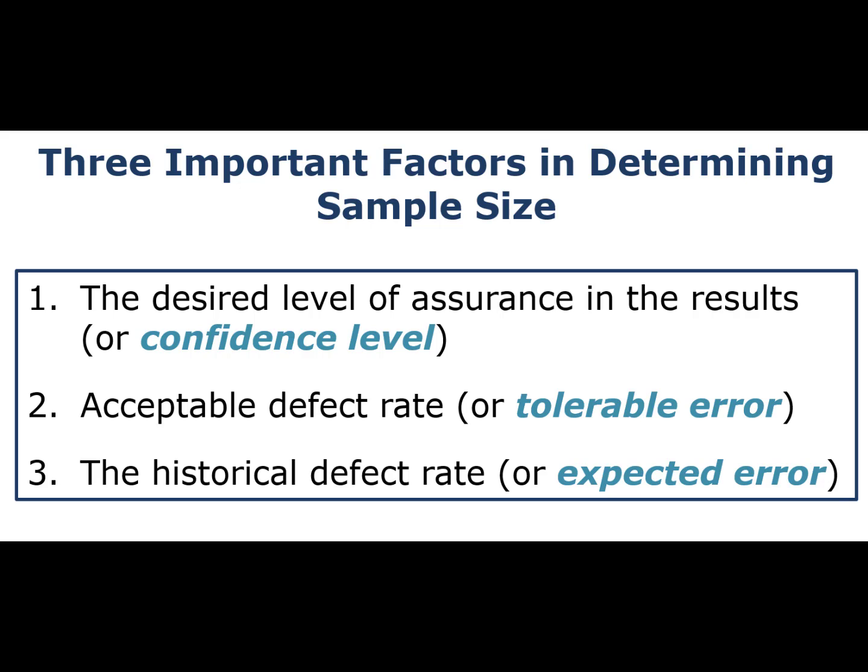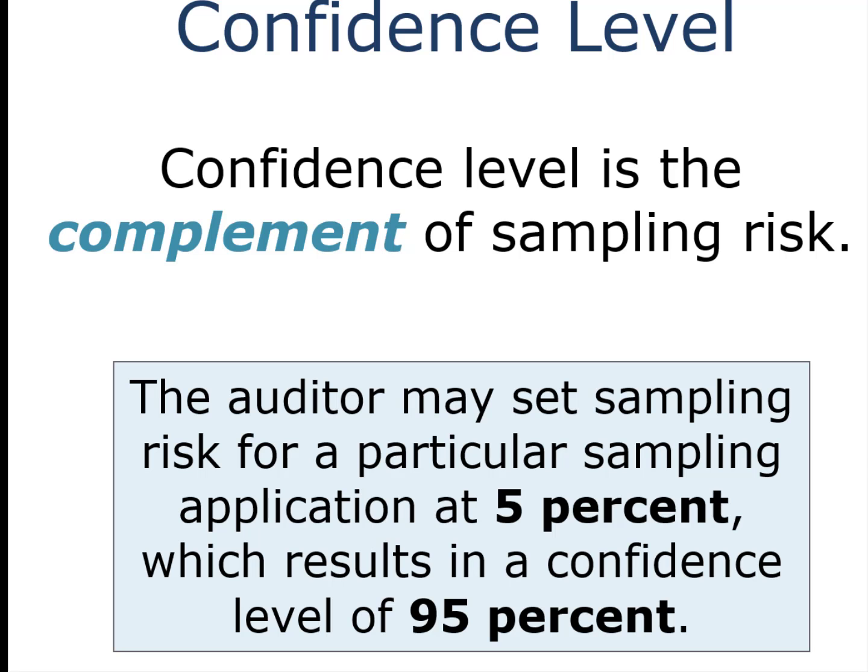Much of our discussion related to sampling is in determining the sample size. You notice that there are three elements that we need to consider. The first is confidence level, the desired level of assurance related to the results; the acceptable defect rate, which we call the tolerable error; and the historic defective rate, or the expected error.